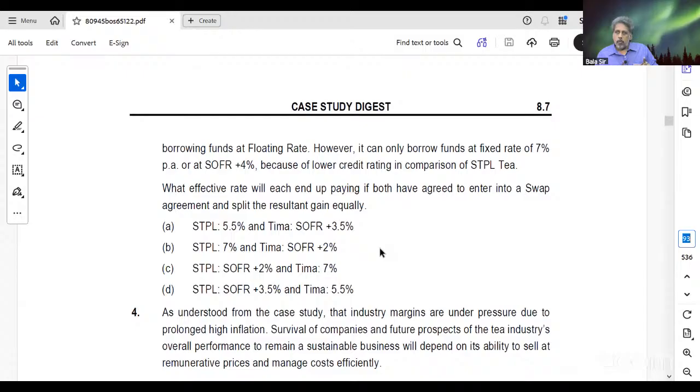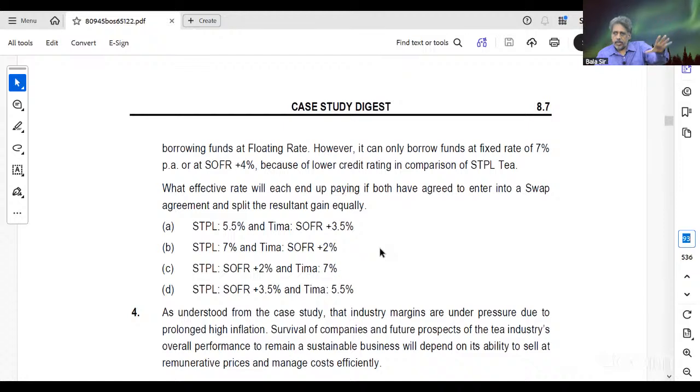Now, think about this. So basically, what is good for your company? Should you borrow money at a fixed rate or floating rate? If you borrow money at fixed rate, you pay only 1% less than me. But in case you borrow money at floating rate, how much you pay? You pay 2% less than me, right? You pay SOFR plus 2, I pay SOFR plus 4. You pay 2% less than me, which is good actually for you. What is good for you is a floating rate.